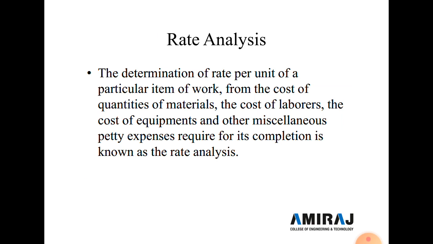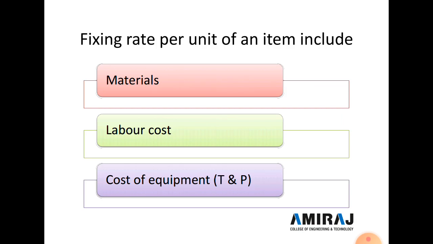Now here, fixing rate per unit of an item includes these three things. First is material, second is labor cost, and third is cost of equipment, T and P. T is tools and P means plant. So tools and plant, we include in the cost of equipment. One by one we discuss. First we discuss the material.